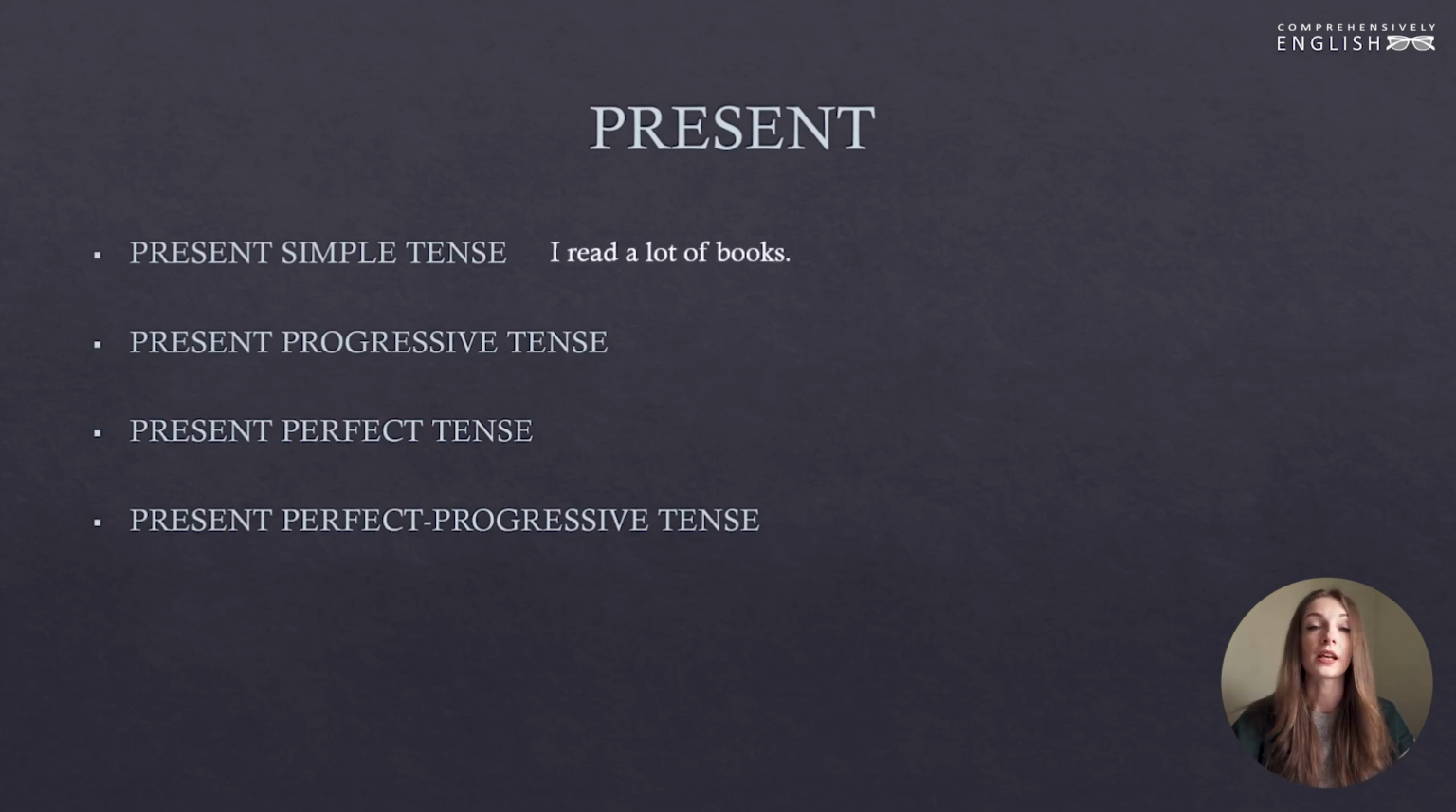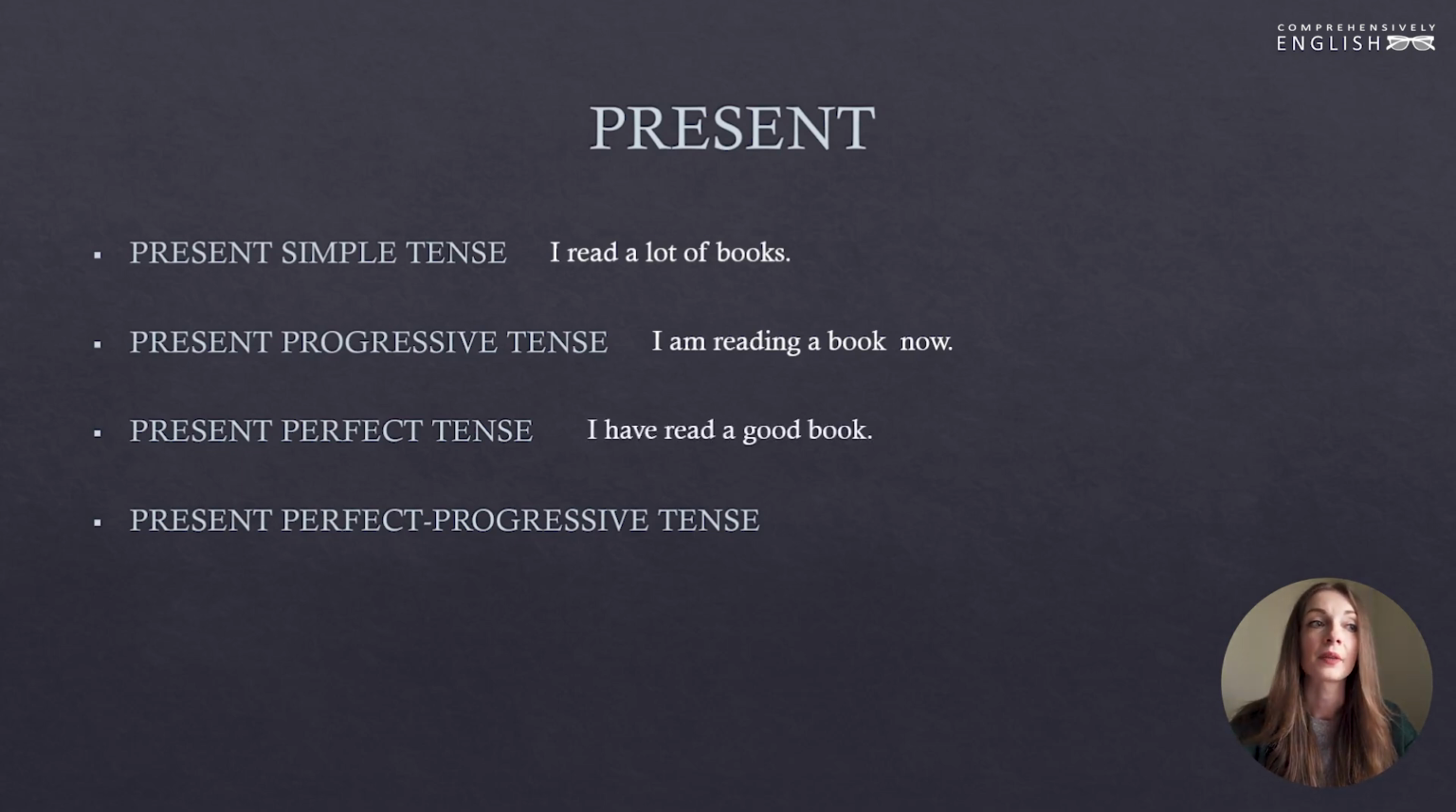In the present simple tense, we might say something like, I read a lot of books, which is a general truth. In present progressive tense, we will say, I am reading a book now. This tense helps us express things which are going on right now. The present perfect tense, I have read a good book. The present perfect tense helps us express things which have already happened but brought a result. I have read a good book. I can share it with you.